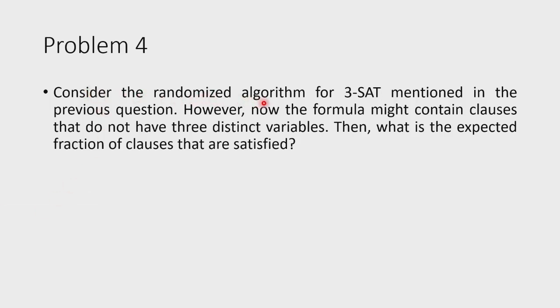Consider the randomized algorithm for the 3-SAT problem mentioned in the previous question. Recall that in the previous question we had this guarantee that each and every clause would have 3 distinct variables. However, now I am removing that guarantee. Now the formula might contain clauses that do not have 3 distinct variables. In this case, what is the expected fraction of clauses that would be satisfied?